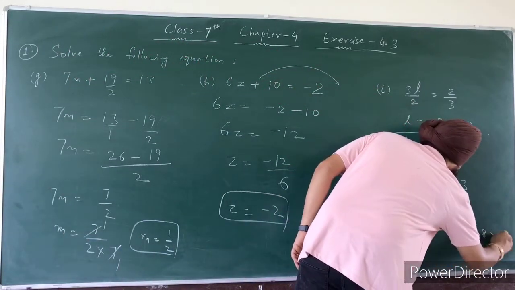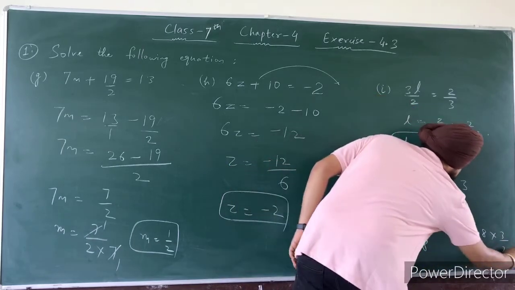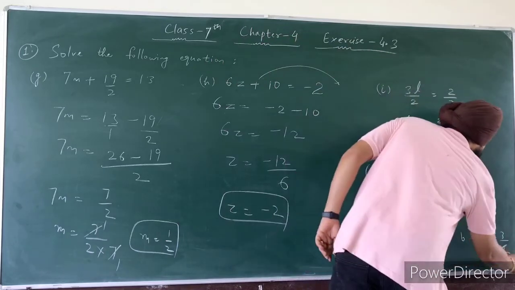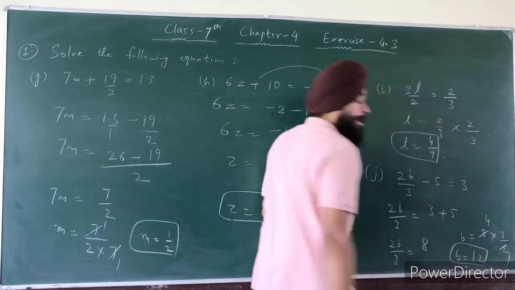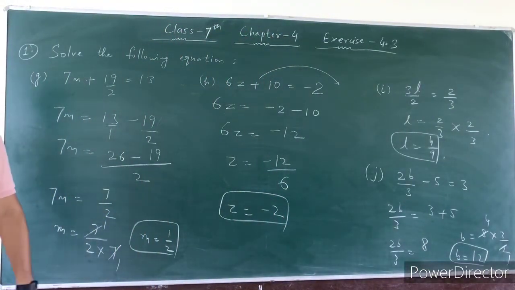b is equal to 8 multiply 3 divided by 2. Alright, now 2 and 8. 2 ones are 2, 2 fours are 8. Therefore 4 threes are how much? 4 threes are 12. The value of b is here 12. So this is your first question of exercise 4.3.